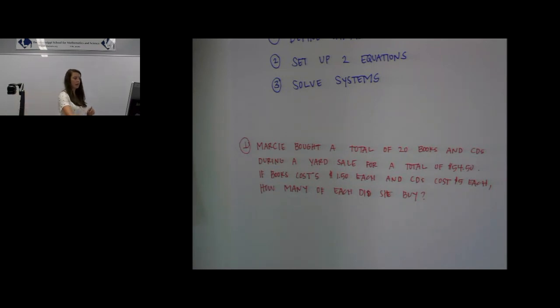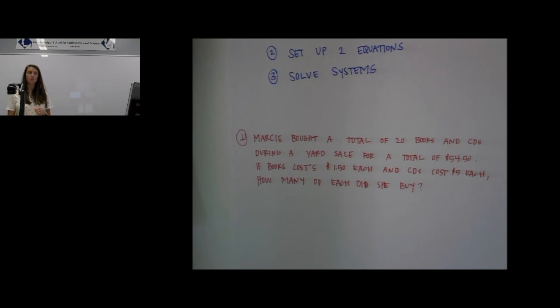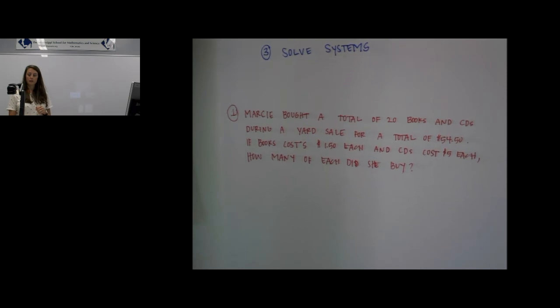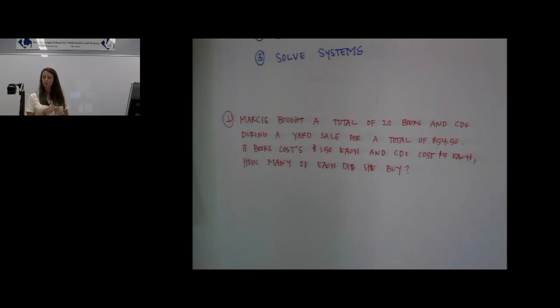Marcy bought a total of 20 books and CDs during her yard sale for a total of $54.50. If books cost $1.50 each and CDs cost $5 each, how many of each did she buy? Take a minute, pause, and write this out. Marcy bought a total of 20 books and CDs during the yard sale for a total of $54.50. If books cost $1.50 each and CDs cost $5 each, how many of each did she buy?